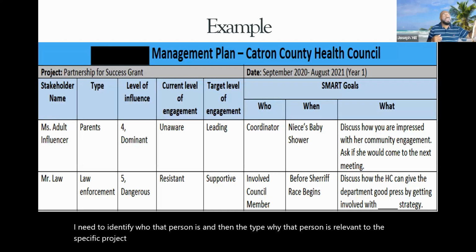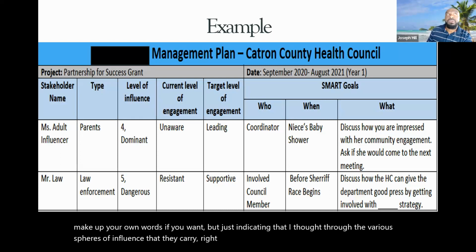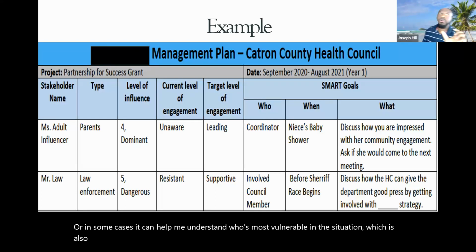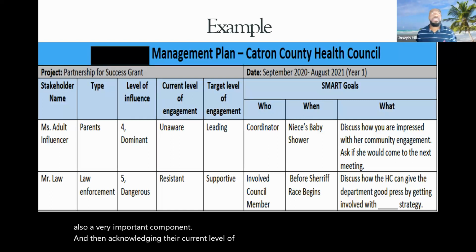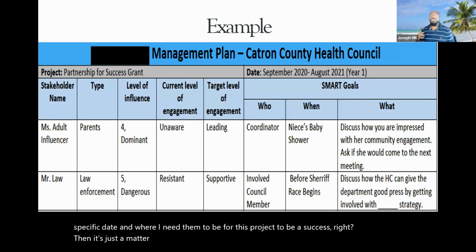and then the type, why that person is relevant to the specific project that I'm doing. The level of influence, if you choose to use the words, you can make up your own words if you want, but just indicating that I've thought through the various spheres of influence that they carry, right? Because that can help me prioritize. Or in some cases, it can help me understand who's most vulnerable in the situation, which is also a very important component. And then acknowledging their current level of engagement, where they are now as of this specific date, and where I need them to be for this project to be a success, right? Then it's just a matter of the SMART goals, the who, what, when, and where, right?